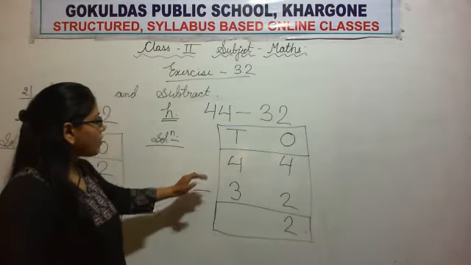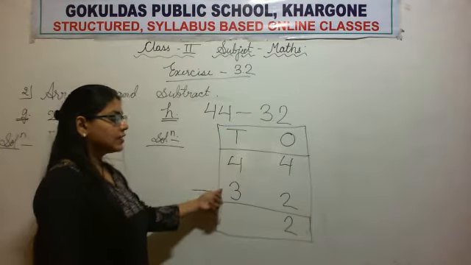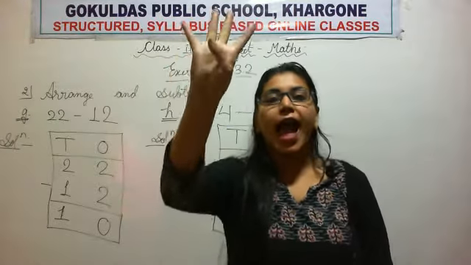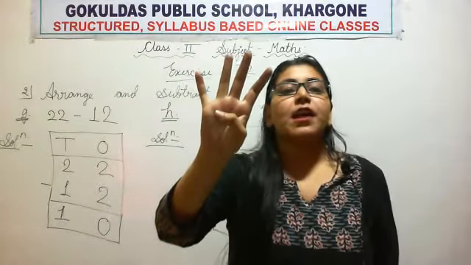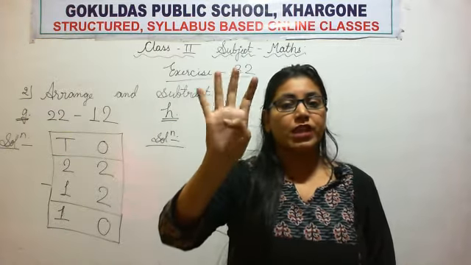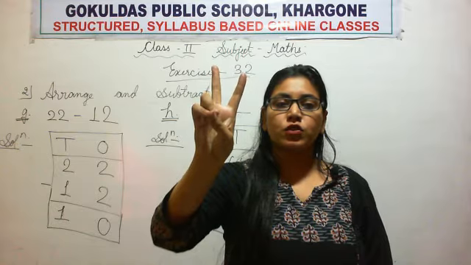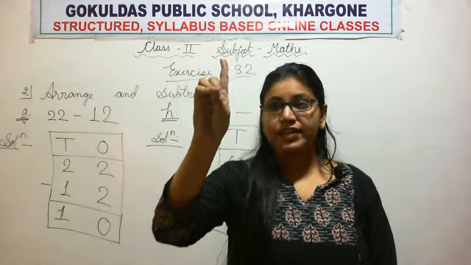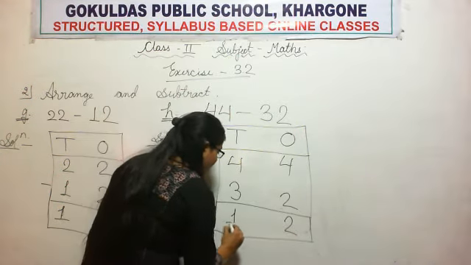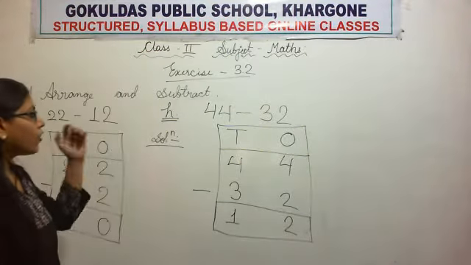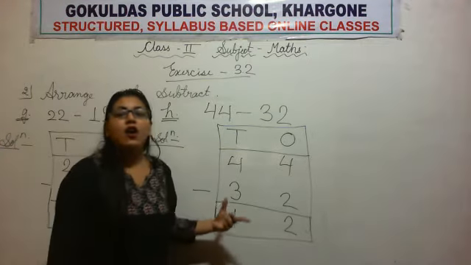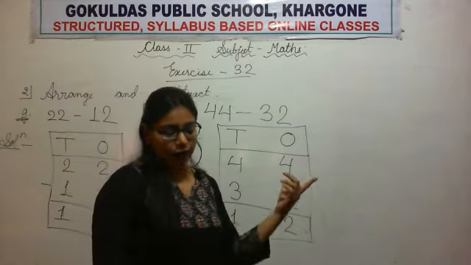Okay? Now, 4 minus 3. Again, all of you open 4 fingers with me. 1, 2, 3 and 4. Now, minus 3 means we will remove or take away 3 fingers from this 4. So, 1, 2, 3. 1 finger is left. Only 1 finger is left. It means we'll write the number 1. Okay. So 44 minus 32 is equal to 12. Our result or the difference is the number 12.